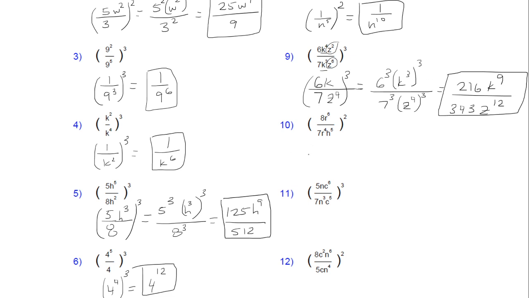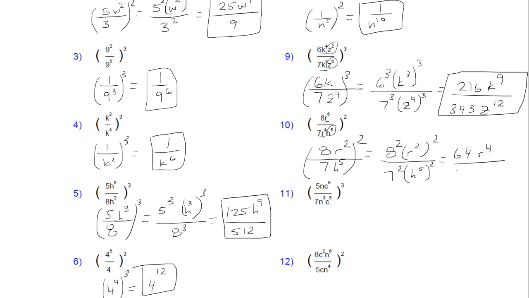For 10, I cannot simplify 8 over 7. So I'm just going to write them down. R to the 6th over r to the 4th will be r squared. H to the 5th cannot be simplified, so we'll just leave it as it is. Finally, we're going to square everything. It's going to be 8 squared times r squared squared over 7 squared times h to the 5th squared. So it's 64 r to the 4th over 49 h to the 10th.